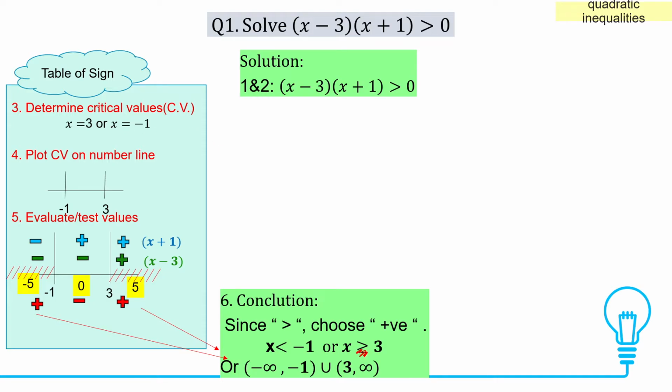Okay, so now from here, this is the factor, and then this is my critical value. So that's how to find critical value. x minus 3 equals 0, so x equals 3. x plus 1 equals 0, x equals -1. And you just simply draw a line and put 2 strokes here.